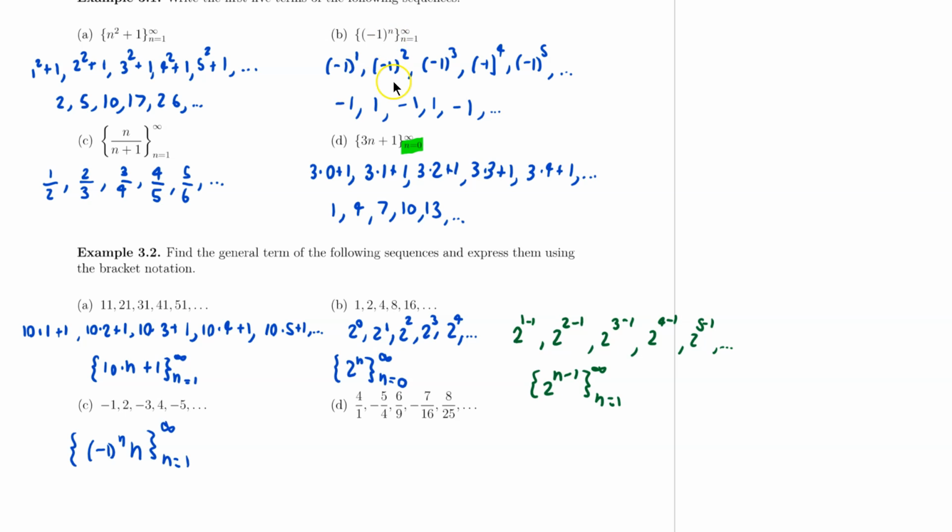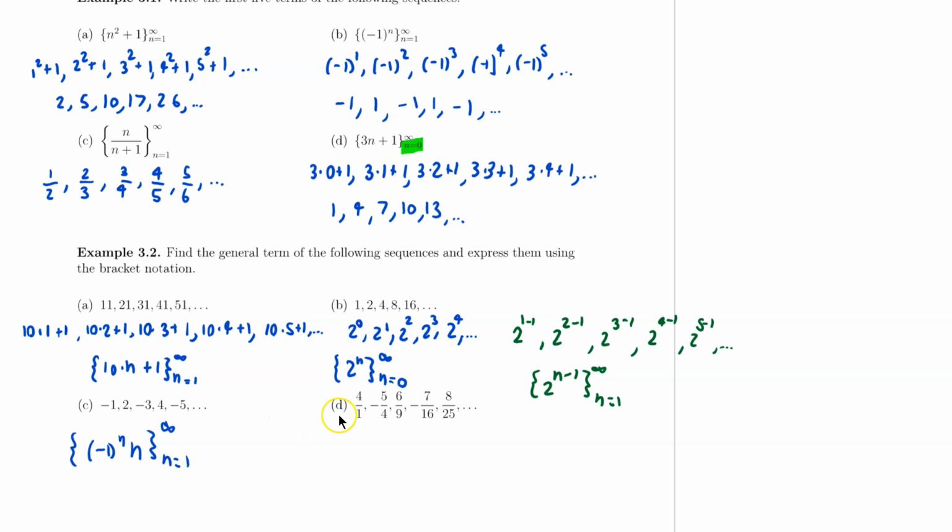So this is going to be negative 1 to the n times n, where my n goes from 1 to infinity. And if you check the numbers in my terms here, the first term is going to be negative 1 to the 1 times 1. This is negative 1 squared times 2. This is negative 1 cubed times 3. Negative 1 to the 4 times 4. Negative 1 to the 5 times 5. So this is the correct answer for part C.